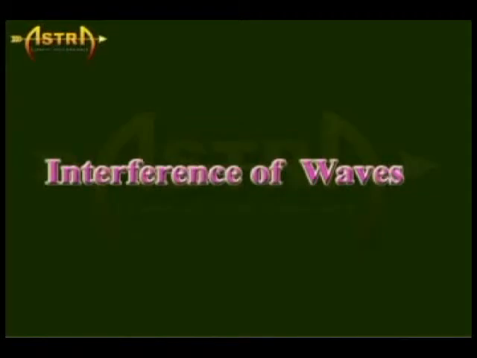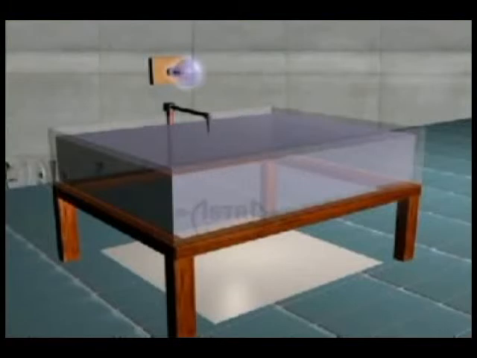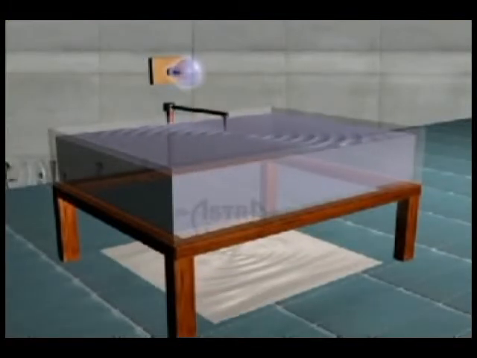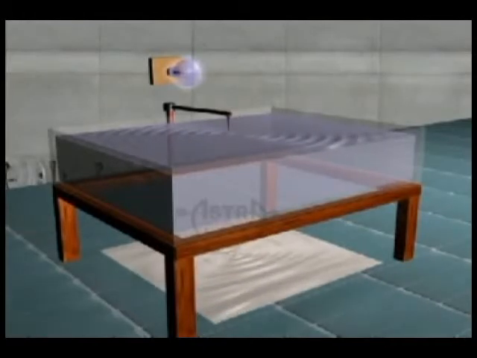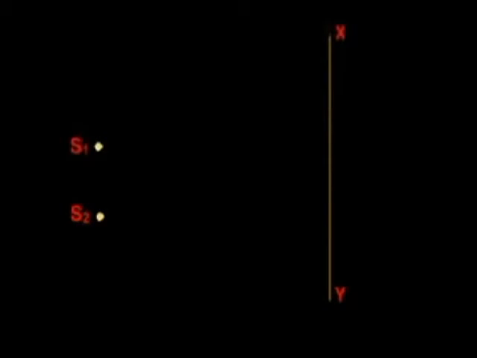Now let's see the interference of waves on the surface of water in a ripple tank. The interference of water waves in a shallow ripple tank can be produced if we take two identical pins, say S1 and S2, vibrating with the same frequency. When the pins vibrate with the same amplitude, they tap the water surface in synchronism.